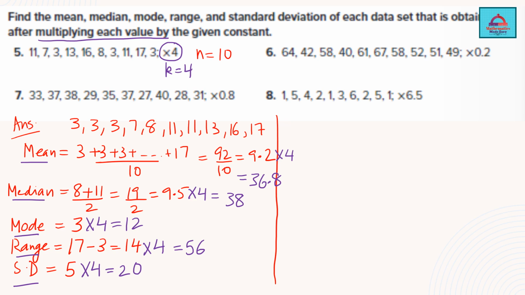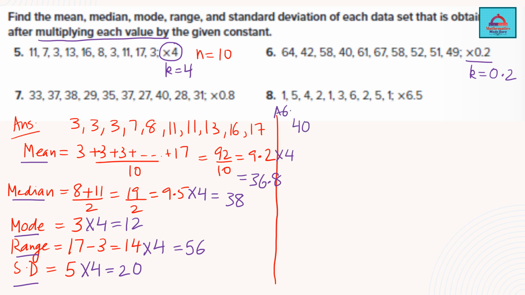I will do one more question for you, and then you'll try question 7 and 8 yourself. What if you have a value which is decimal? The method is not going to change. Here the k value is a decimal, so you are going to multiply with the decimal. So let's arrange in ascending order.